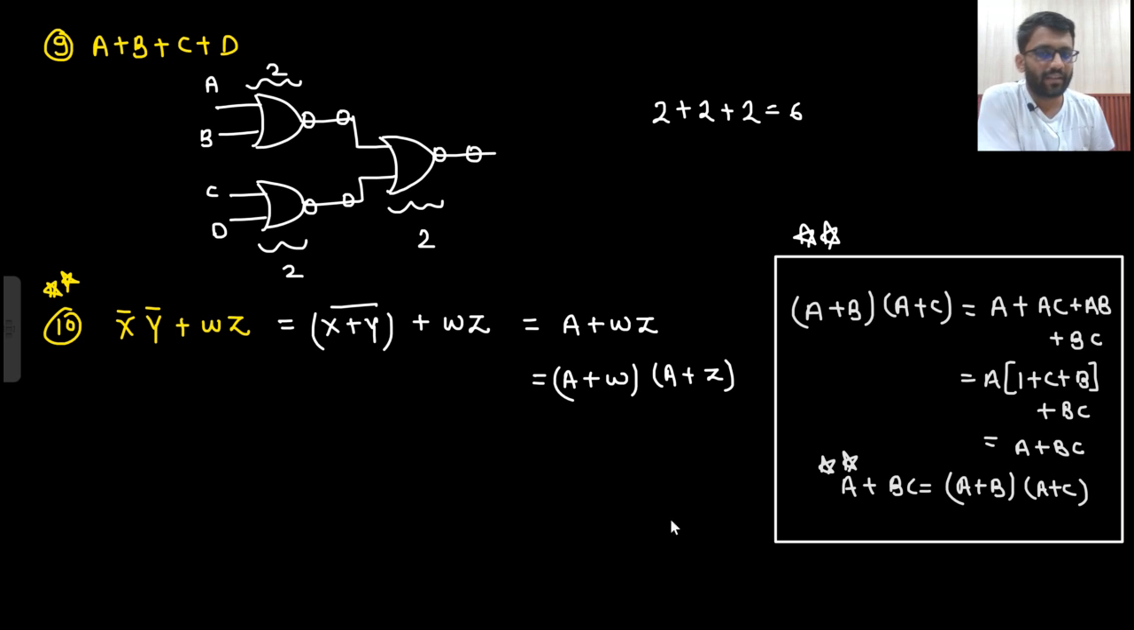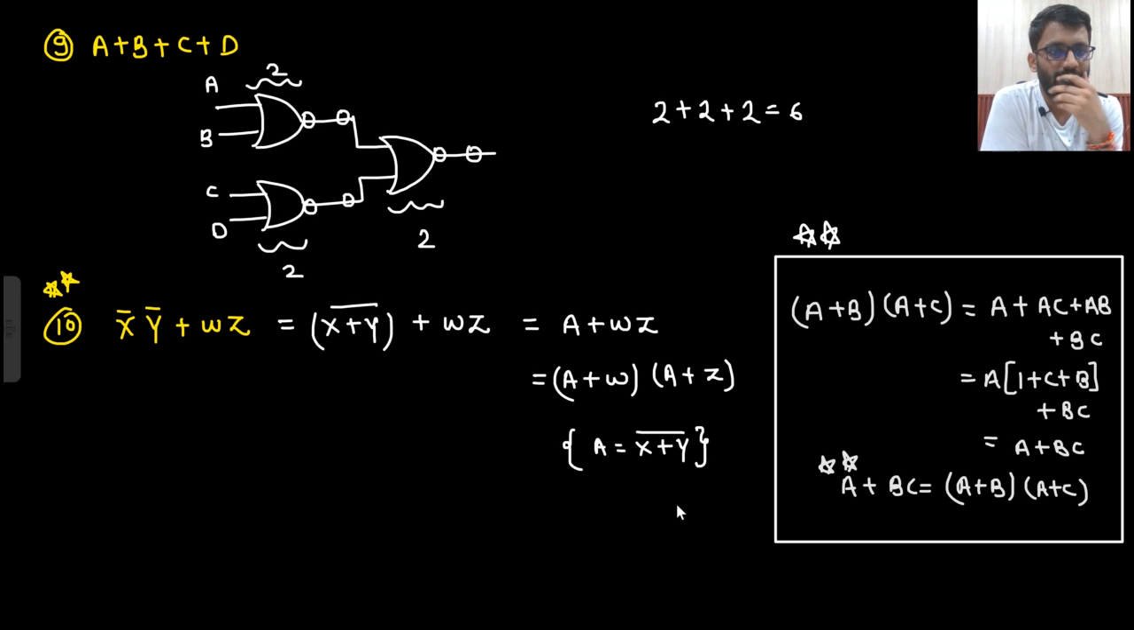What is my A here? Where my A is X plus Y bar. A is X plus Y bar. So A plus W into A plus Z. So A plus W into A plus Z, how much it will require? 3. And X plus Y bar, how much it will require? 1. What would be your answer? 4. That's it.